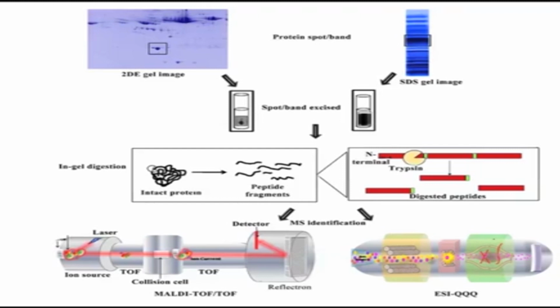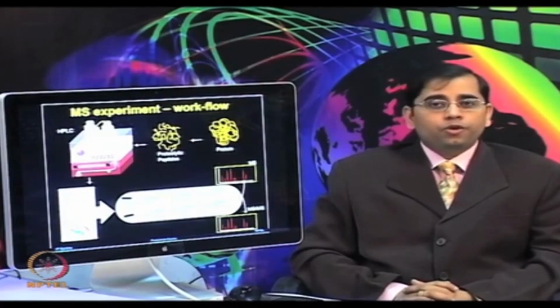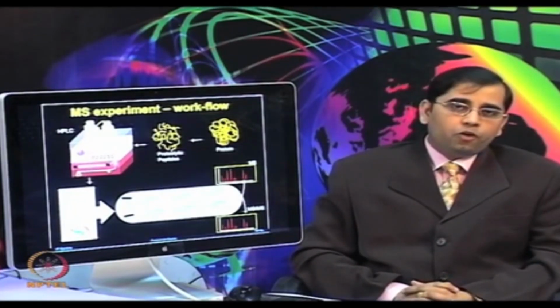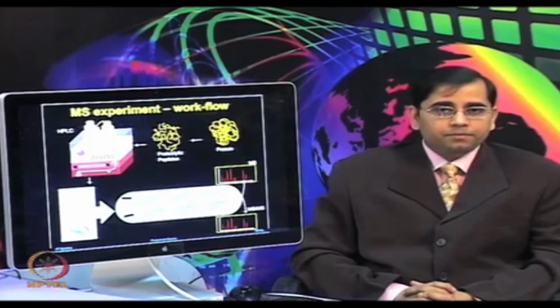regardless of whether you have done gel-based proteomics or you want to perform gel-free proteomics, you can resolve the proteins on the gels, simplify the proteome, excise either the spots or the bands of your interest, and then subject those to in-gel digestion or in-solution digestion, so that proteins can be cleaved into small peptides, and these can then be further analyzed by using an ionization source and mass analyzers. The slide shows you an overview of the workflow involved in performing an MS-based experiment.